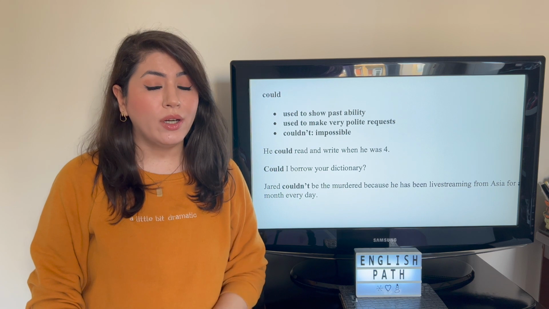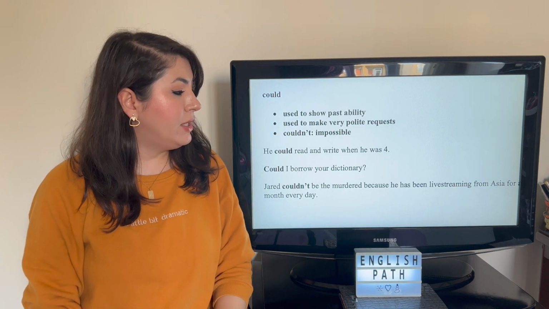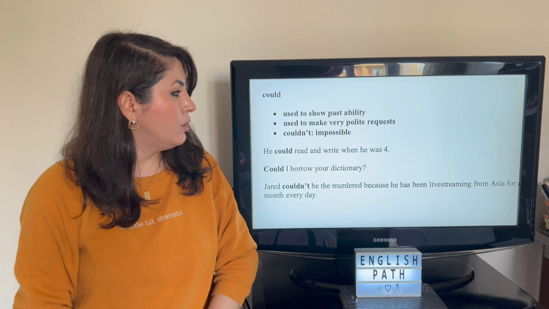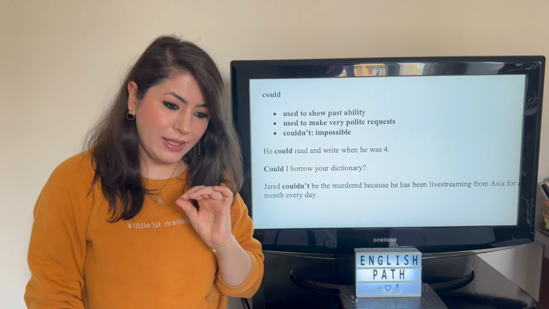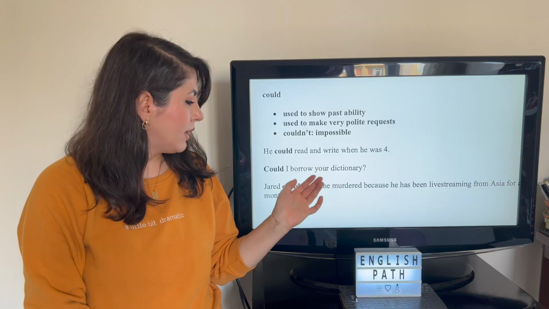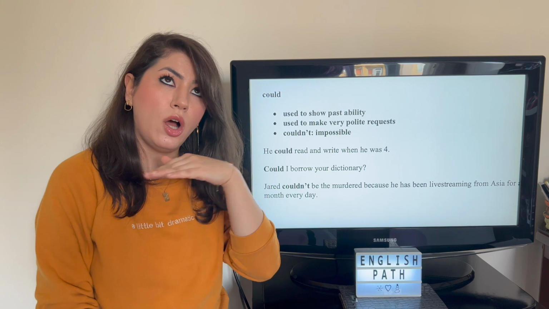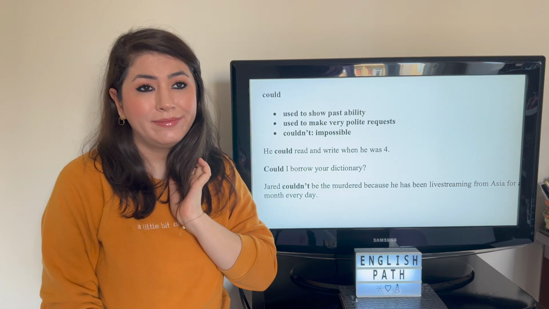Modal number 4, could. Could is used to show past ability. He could read and write when he was 4. He had the ability. It's also used to make very polite requests. So the politest modal to use in making requests is could. Like, could I borrow your dictionary? And if you add a please, you are utmost polite. Could I borrow your dictionary, please?